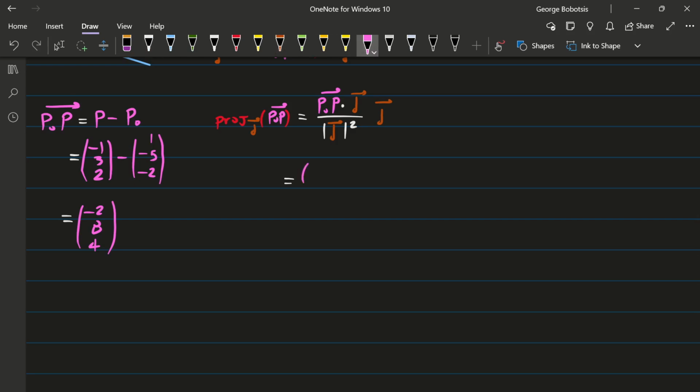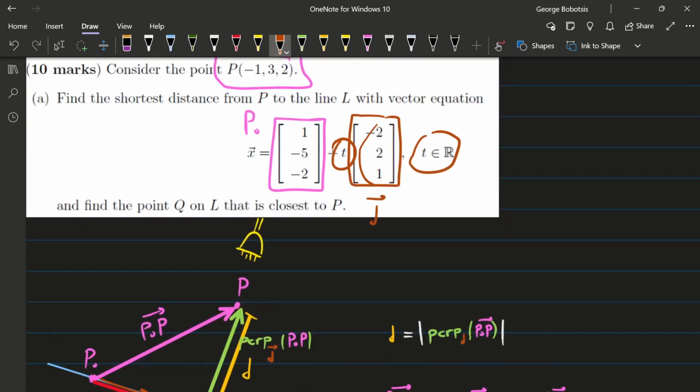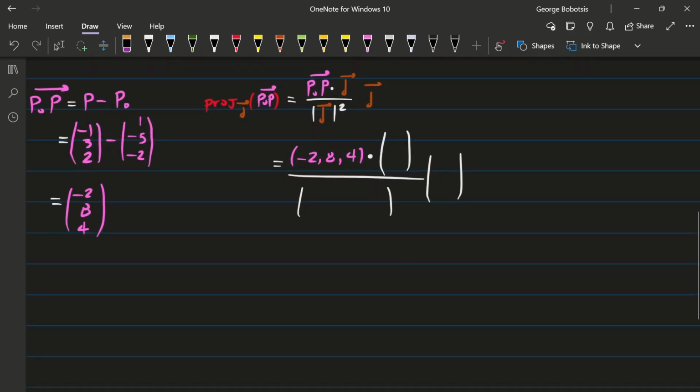Okay, so all in all, you have the dot product between negative 2, 8, and 4, dotted with, we're going to put the D vector here in a second. Okay. So the D vector was negative 2, 2, and 1. Let's get it in. Negative 2, 2, and 1. And the size of it squared, it won't be the square root because you're squaring. The square root will go away. So you're basically adding the square of the components. Negative 2 squared plus 2 squared plus 1 squared. Done.